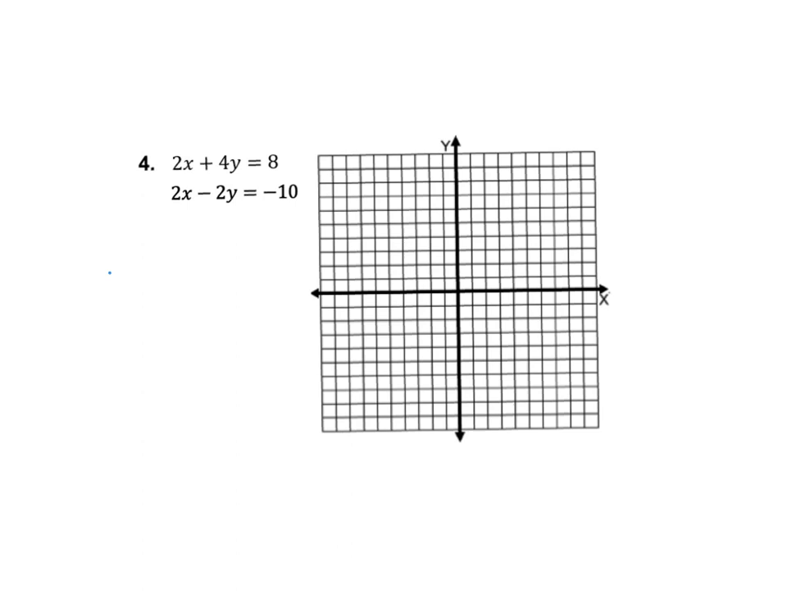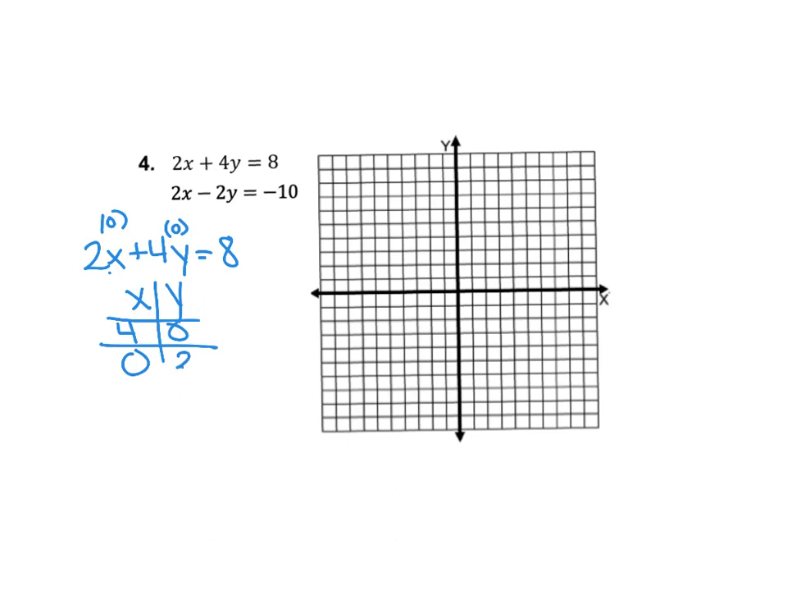All right, in our last one, we have 2x plus 4y is equal to 8 and 2x minus 2y is equal to negative 10. And since these are in standard form, and I can divide them evenly, instead of solving for y, I'm going to use my x and y intercepts. So when I plug in 0 for y, I have 4. When I plug in 0 for x, I get 2. So I have 4, 0, and 0, 2.